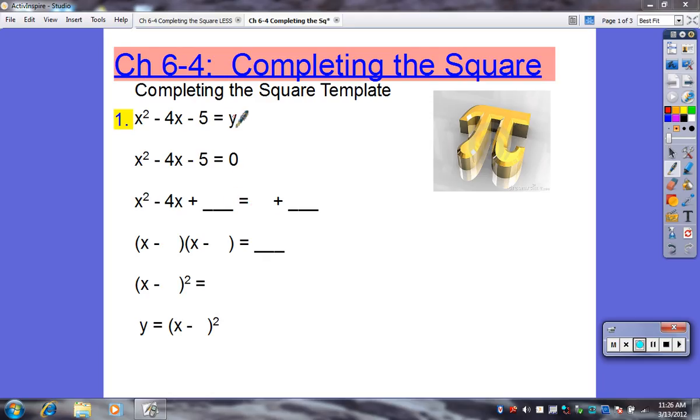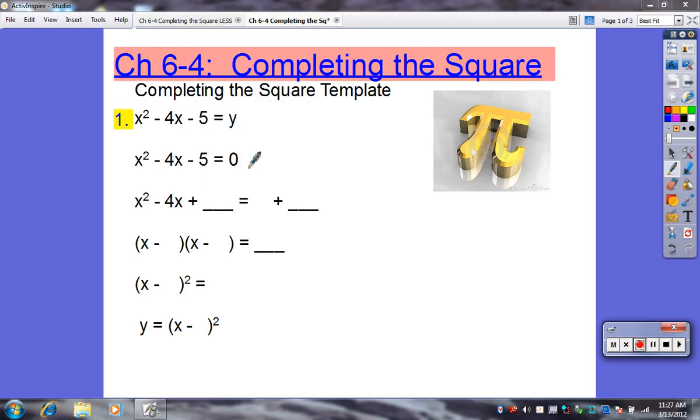Alright, so we're going to be completing the square, and this is a little template that I have right here just to help us get started and for you to use for your homework. First thing is you're going to be given an equation set equal to y or f of x, and what you need to do is get this part by itself. So the goal here is to take this standard form quadratic equation and put it into vertex form. That's the main goal of what we're doing.